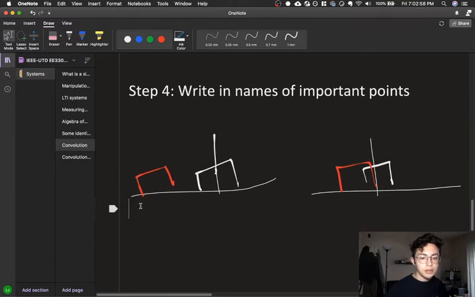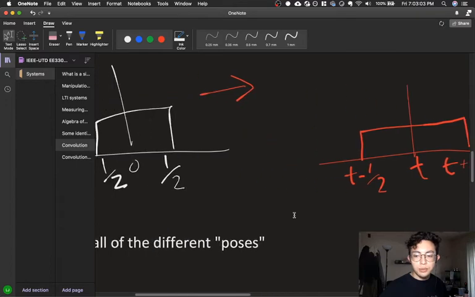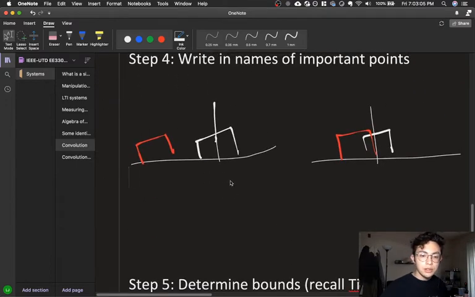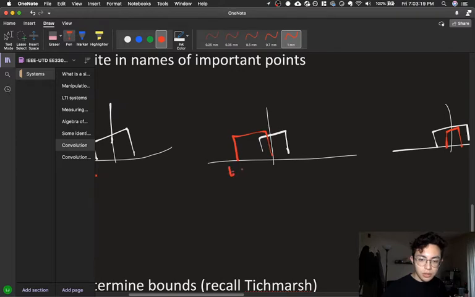So what were our names again? t minus 2, t plus 2, and t. So let's label these t plus 2, t plus 1/2, t minus 1/2, t plus 1/2, oh wait, it's minus 1/2, t plus 1/2.